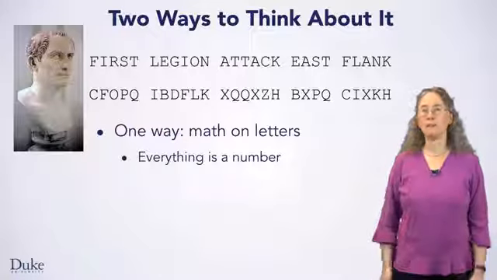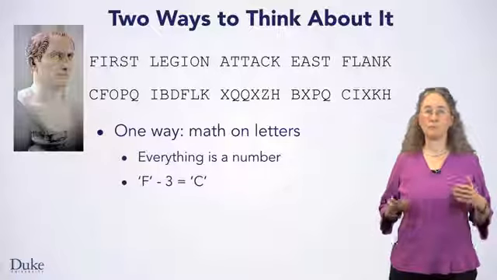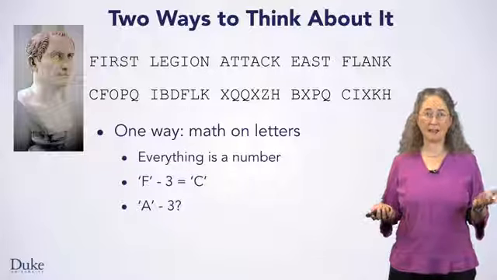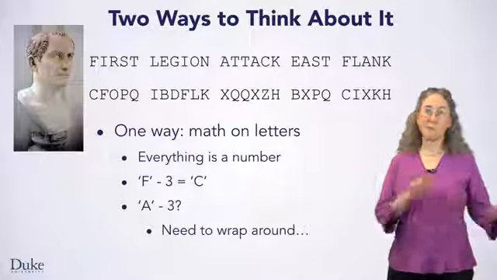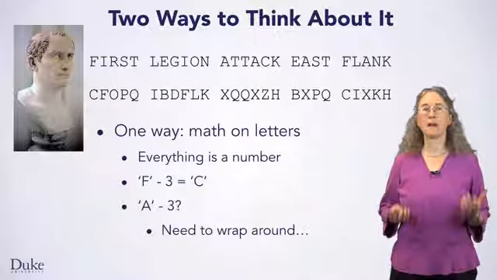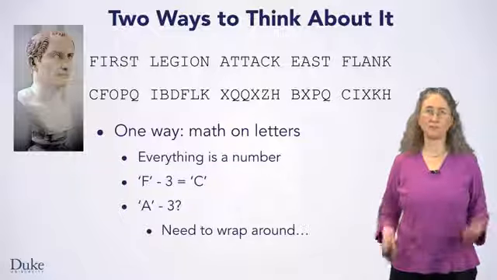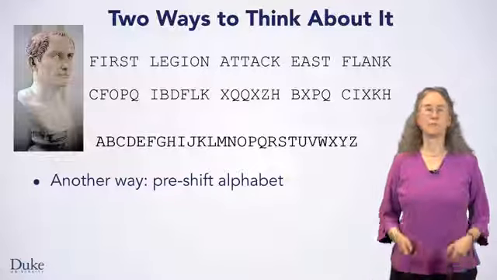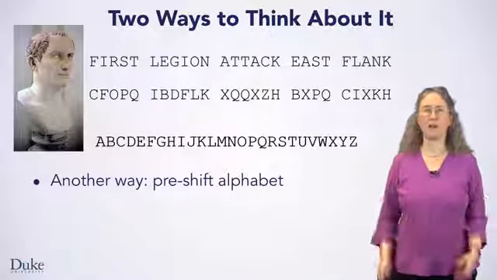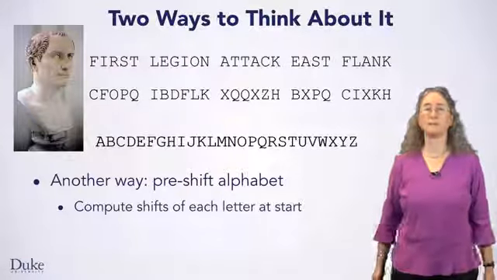In particular, you could tell Java to subtract 3 from the letter F, and it would compute the letter C. However, what if you subtracted 3 from the letter A? Java would not know that you want to wrap around and stay only within the alphabet. So you would have to include some more mathematical operations or a conditional statement to wrap around and get X. Another way you could do this, which makes the wraparound case a bit cleaner, is to pre-shift the entire alphabet. That is, compute the shifts of each letter at the start before you try to encrypt anything in the message.